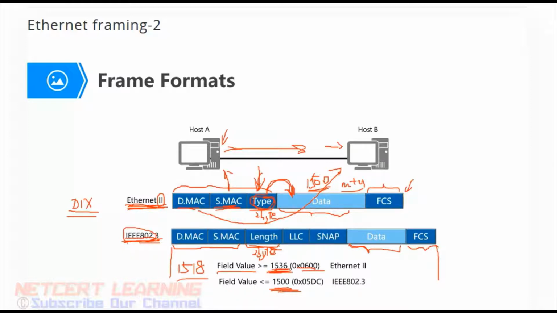So use this format to correspond to each field. And if the value is bigger than 1,536, then this is Ether 2, and this field will be regarded as the type. Then we'll know what the upper layer protocol is. This is the two types of Ethernet frame. We should know there are two types, and how to identify each of them.